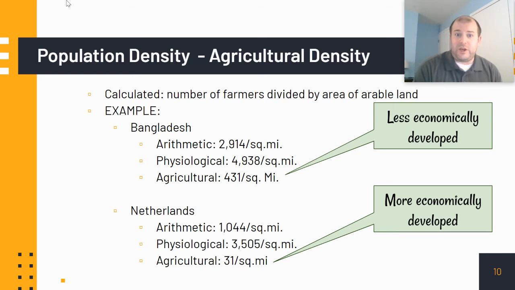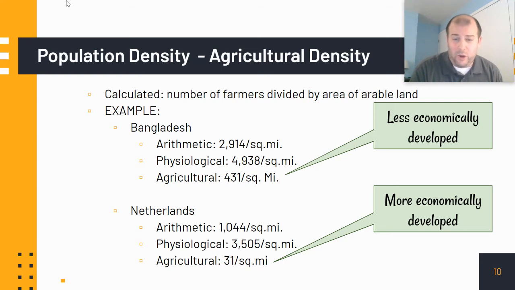Okay, and in general, the higher the agricultural density, the less economically developed that particular region or country or geographic space. Okay, now why is that? Well, in Bangladesh, with such a high agricultural density, that probably means farmers are using simple hand tools. They don't have the money to access tractors and other farm technology. And since they're using simple farm tools, they're probably farming smaller plots of land.